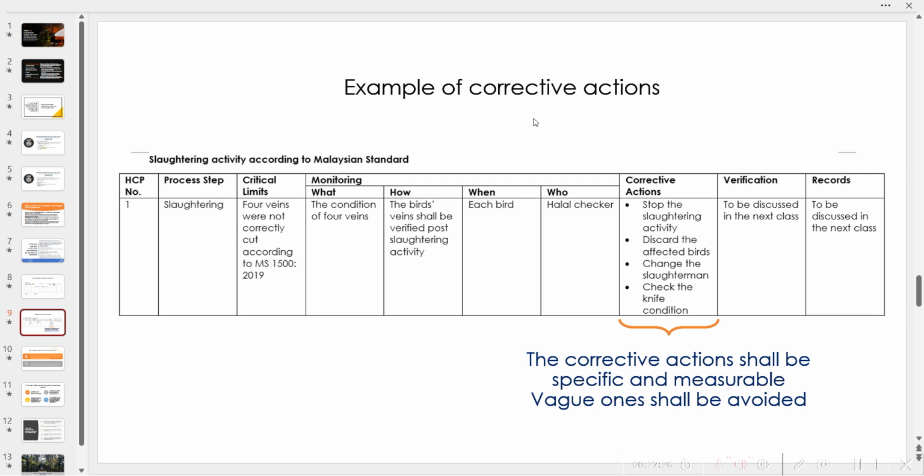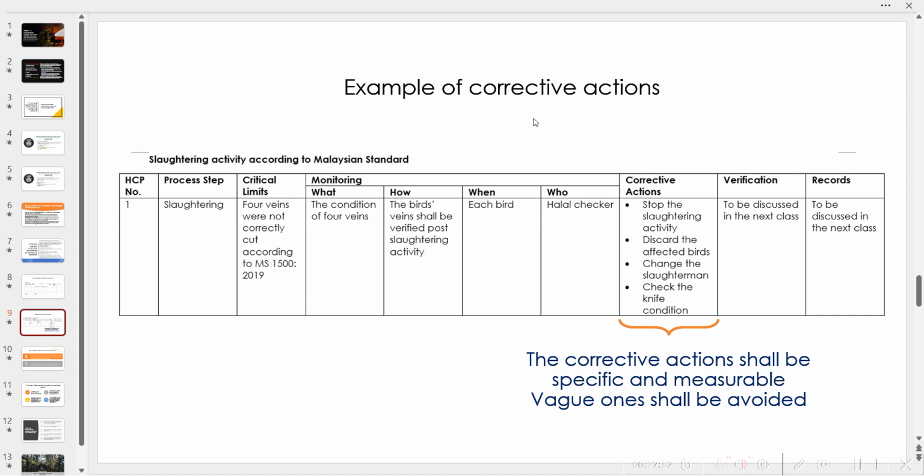We have to make sure, that is the same. They will make an SOP on how many chicken are slaughtered, and then they need to change the knife to ensure the knife is really sharp. Okay? So the corrective action that you choose in this column shall be clear, specific and measurable. Vague ones shall be avoided. You have to state it properly.